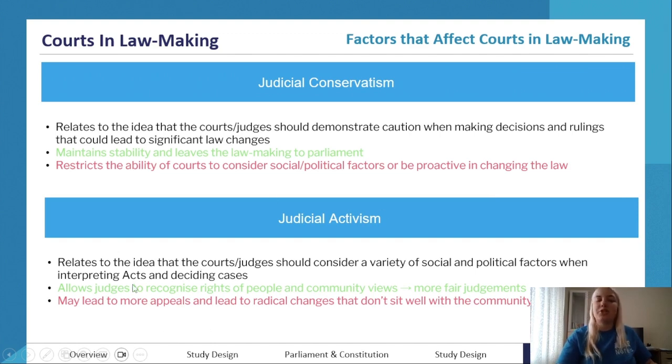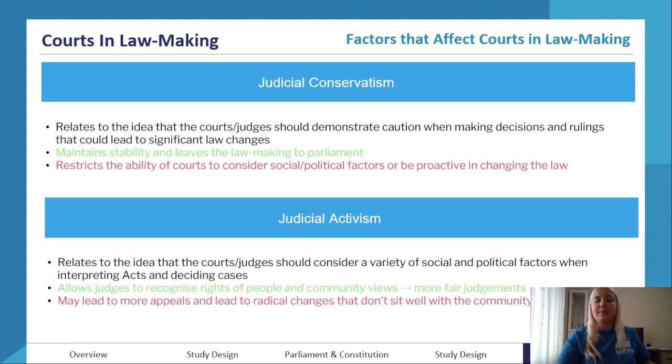Now, judicial activism is just the opposite. This relates to the idea that courts and judges should be considering a variety of factors when they interpret acts and decide in cases, that they should be helping common law and new precedents to develop, and whenever there is an opportunity for statutory interpretation, that they should take it and make the most of it. The positives are that this allows judges to recognize the rights of people as well as even the community's views, and consider that when passing judgments in order to make them more fair.